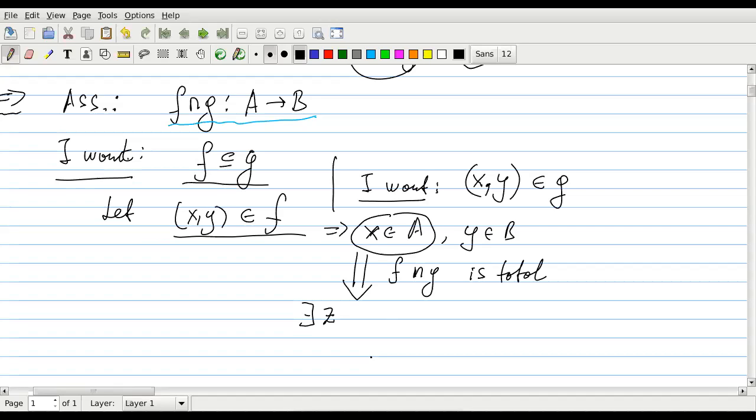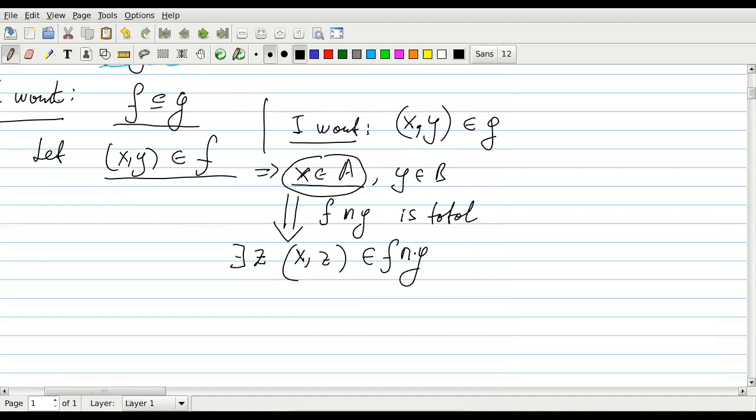This is total for A. x belongs to A. Then for any x from A there exists some y from B. Let's fix this given x. So in particular, for this x, there exists z which is from B. But what is the connection between x and z? The pair xz belongs to the intersection of f and g. Of course. Isn't it obvious?